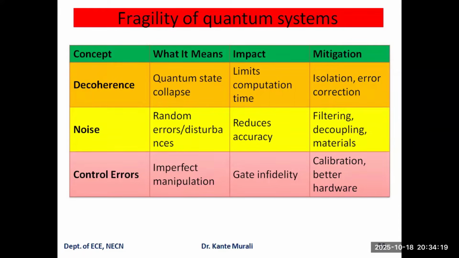As far as noise is concerned, there are random errors and distributions of disturbances. It reduces the overall accuracy of the system. However, you can decrease the noise by filtering, decoupling, and using new materials. Lastly, control errors come from imperfect manipulation, which causes gate infidelity. By applying calibration and better hardware, you can overcome the control errors. That is about the fragility of quantum systems.